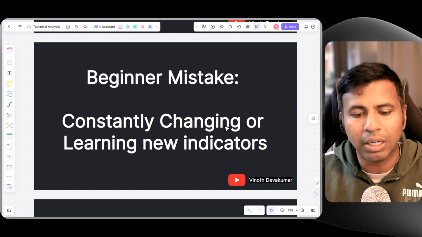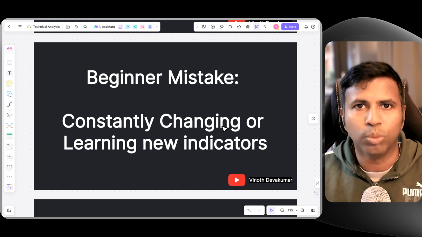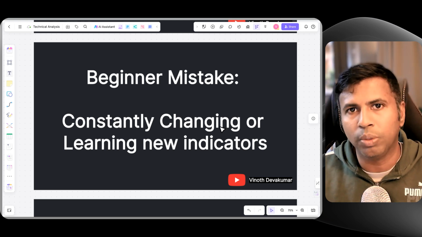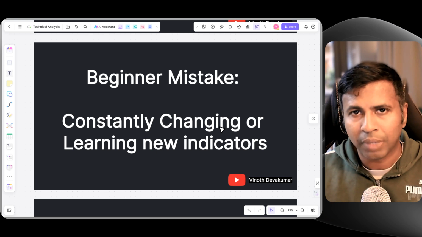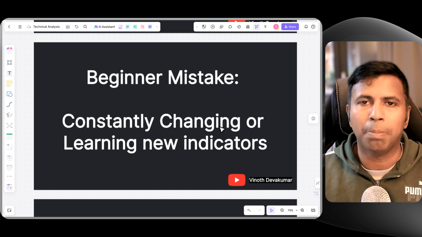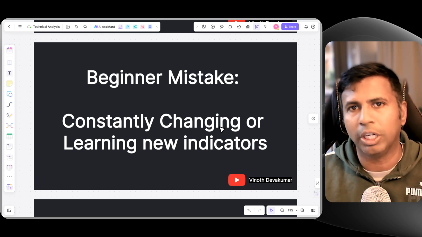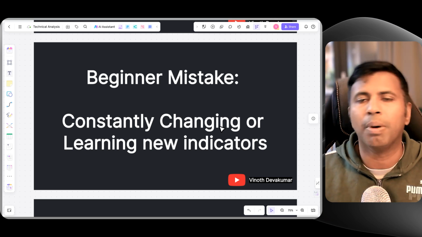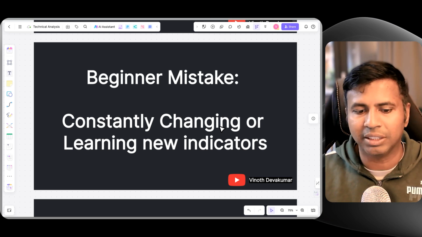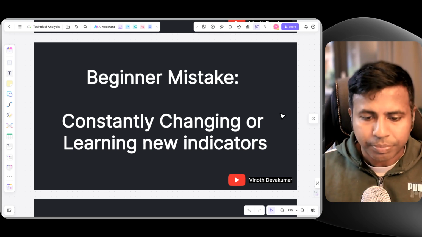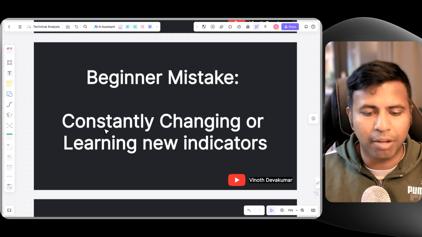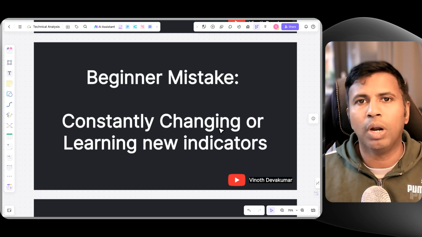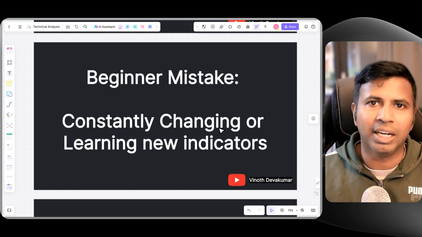When I was a beginner, I liked learning new things, so I constantly learned all the new indicators. New indicators are being published from academic papers as well as by market technicians, people who are mastering technical analysis. They come up with new variants of technical analysis indicators. So beginners think that if they keep changing or learning, they will finally end up with a holy grail of technical analysis.